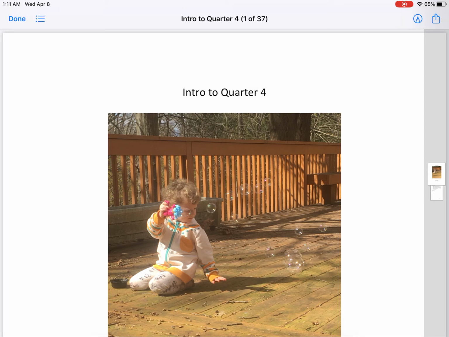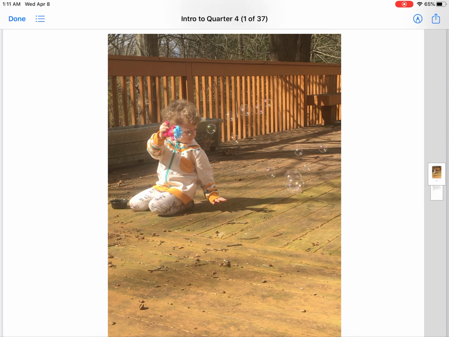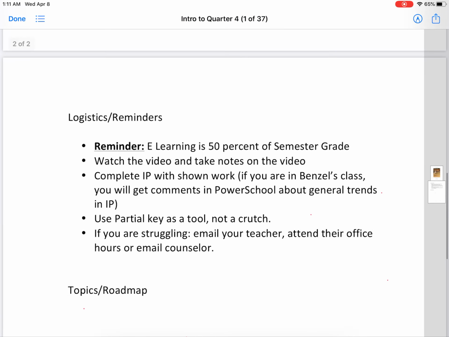This is Mr. Benzel here with an Alice picture. So you can see here that Alice is having some fun in the backyard. This is the backyard of my in-laws' house, blowing some bubbles on a nice spring day. So hopefully you're having some time to get out, enjoy some fresh air, of course, away from all those germs in the quarantine. I also hope that you're spending some time productively doing some geometry.